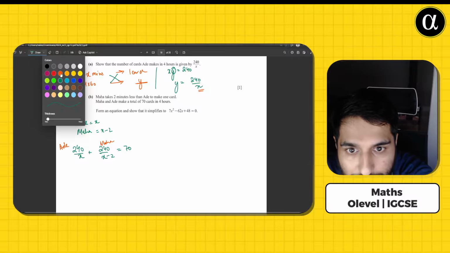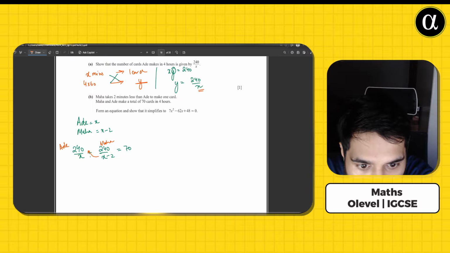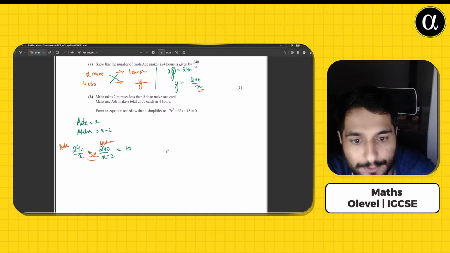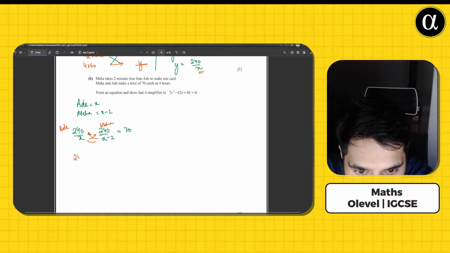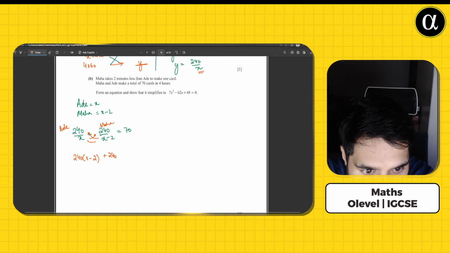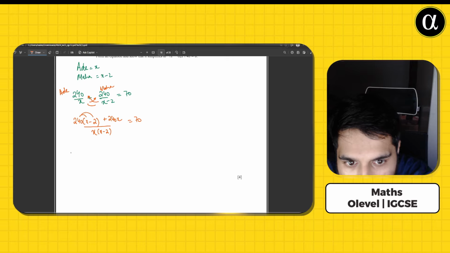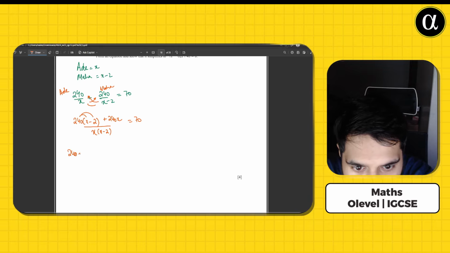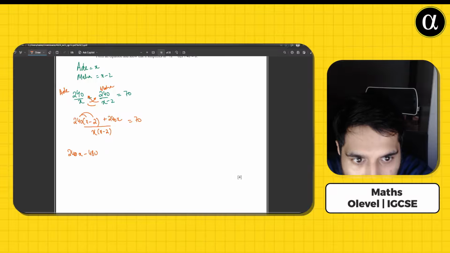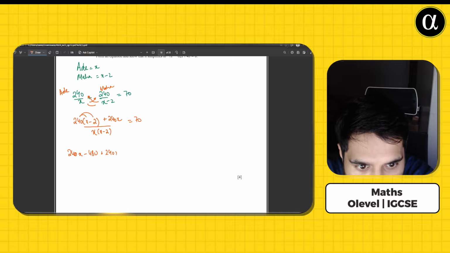When we simplify this, we need to cross multiply or take the LCM and multiply the denominators together. So this becomes 240 times x minus 2 plus 240x, over x times x minus 2, which should be equivalent to 70. When we solve this further, it's going to be 240x minus 480 plus 240x upon x times x minus 2 equals 70.